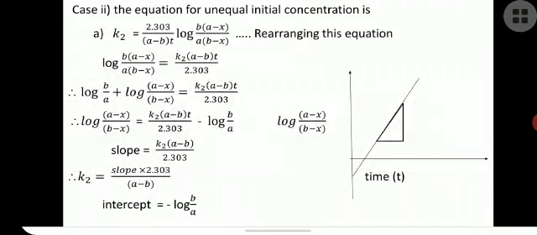Therefore, if we plot the graph of log[(a − x)/(b − x)] versus time, the nature of the graph is shown in the figure. It is passing through the negative y axis and the slope becomes k2(a − b)/2.303. Therefore, k2 = slope × 2.303/(a − b), and the intercept of the line is −log(b/a).